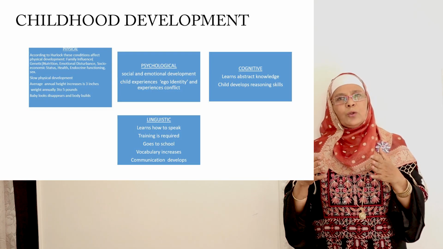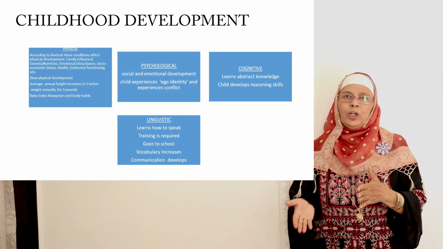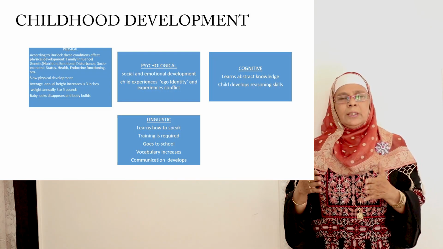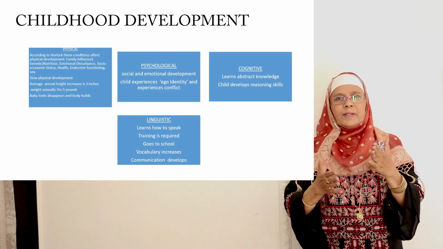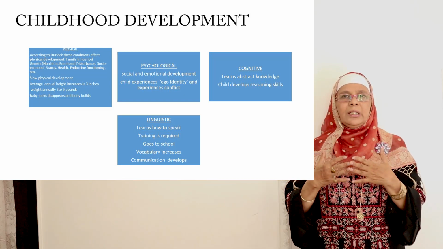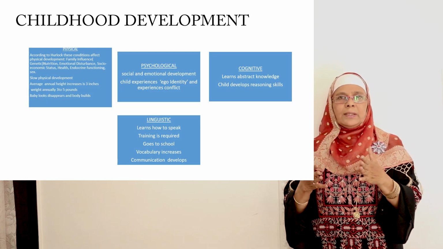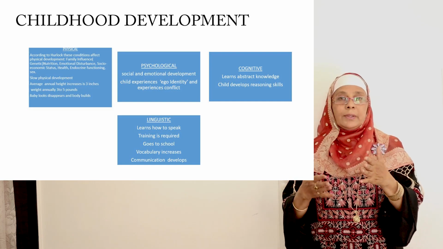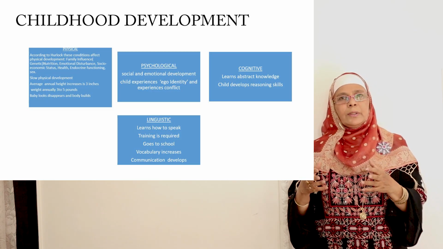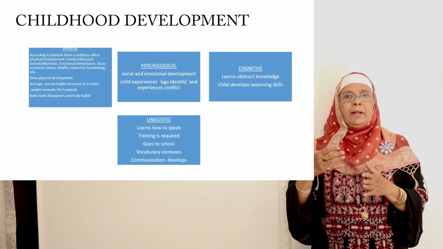Secondly, he experiences conflict in many aspects, like being a child or not being a child. That is one of the conflicts. So psychologically also he is disturbed, and certain thought processes are also disturbing to the child. Next comes the cognitive aspect, where the child learns about abstract thinking. Till now he did not understand what is abstract thinking, but now he develops the knowledge about abstract thinking. He also develops the reasoning skills, that is his cognitive development is getting enhanced.